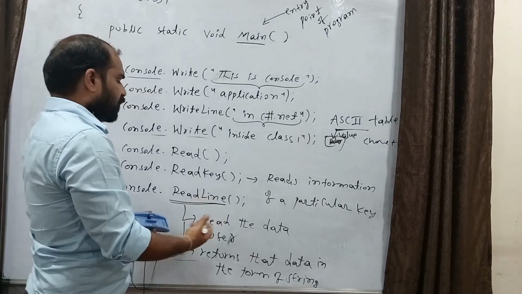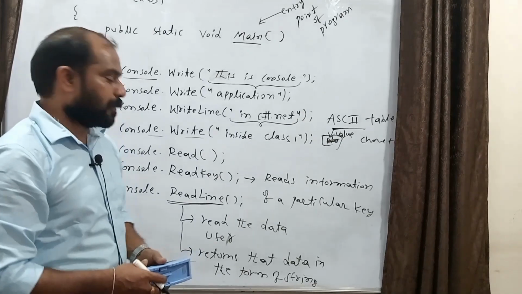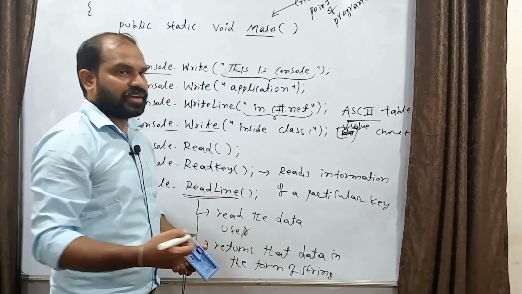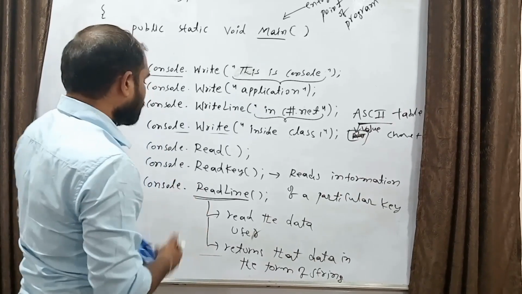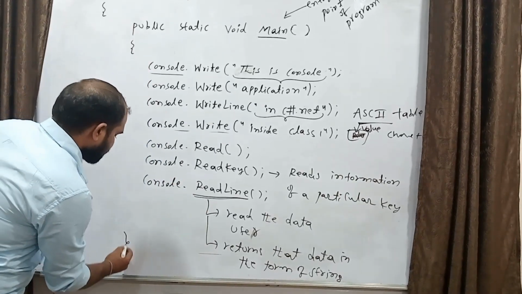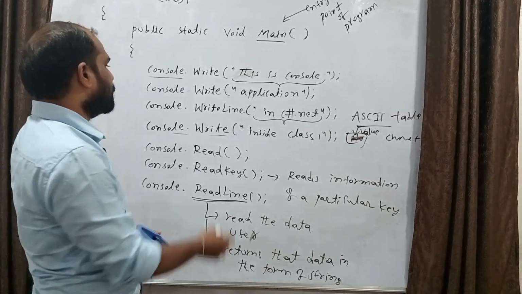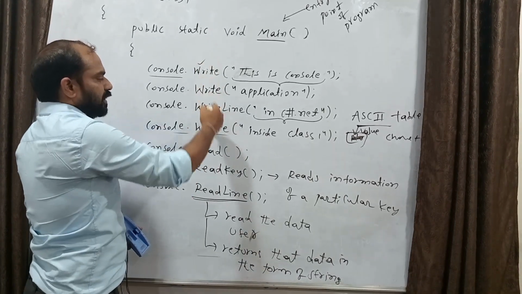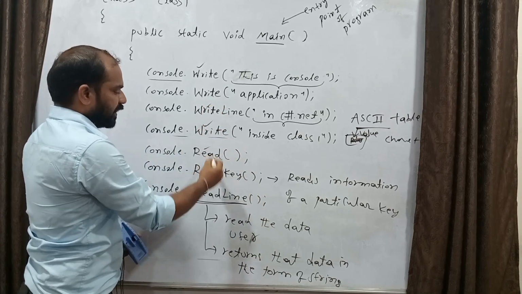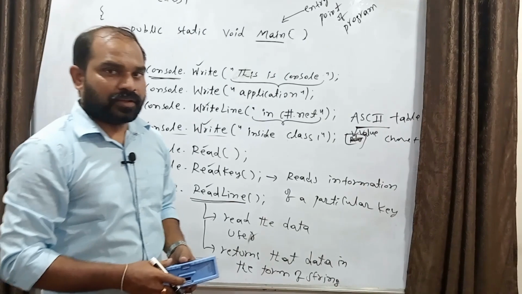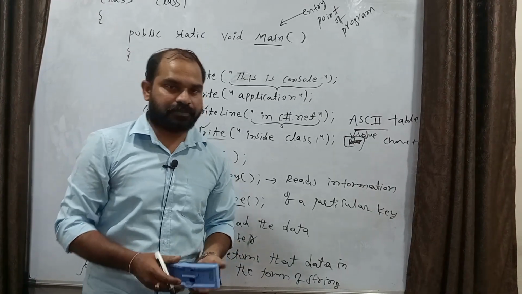Then in your program, by using typecasting, you can convert this string data into the required data type. So these are the basic input and output operations which you can perform in your console application by using the WriteLine, ReadKey, and ReadLine methods. We'll continue it in the next session.